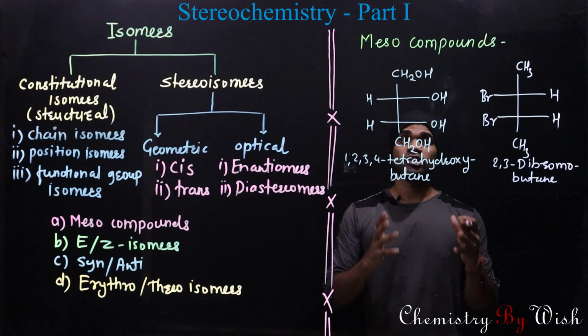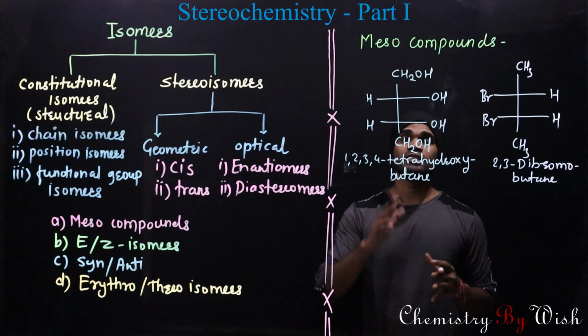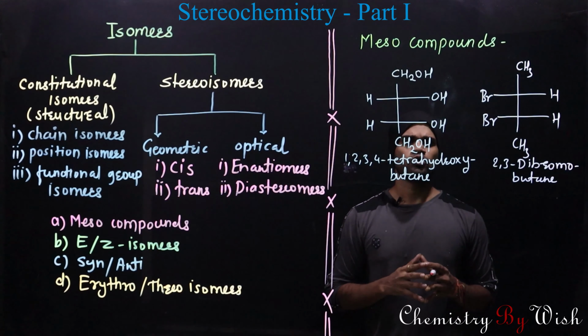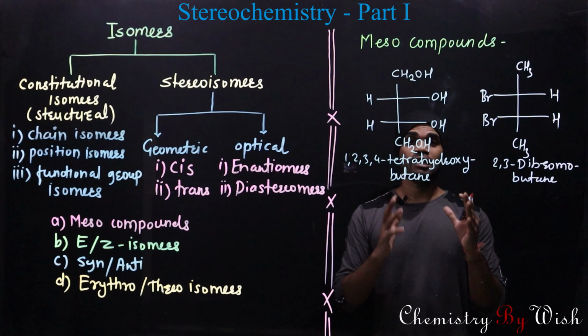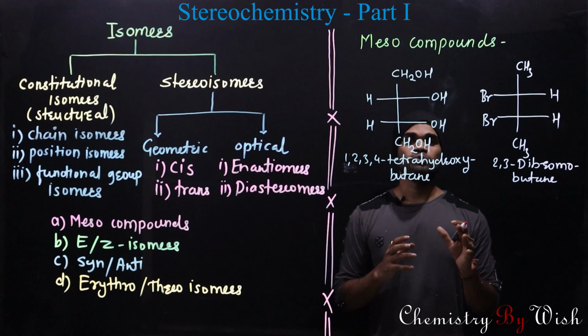So the next point in stereochemistry, the most important point, is the meso compounds or meso isomers. So what are meso compounds? In simple language, meso compounds are the compounds which contain chiral centers but also contain a plane of symmetry, and they are optically inactive in nature. Such compounds are called meso compounds.